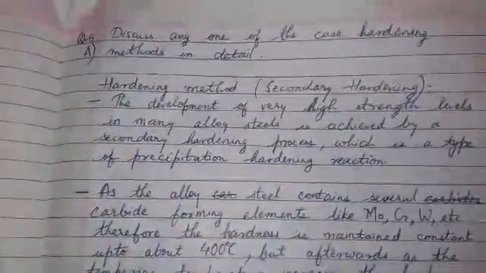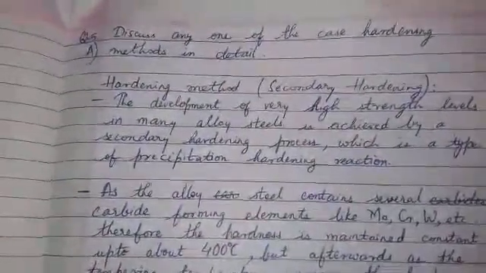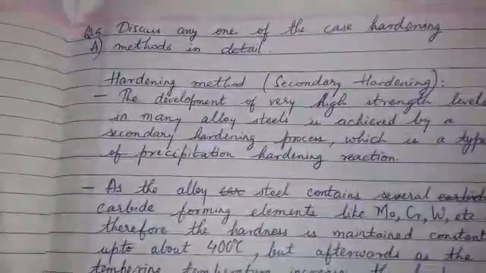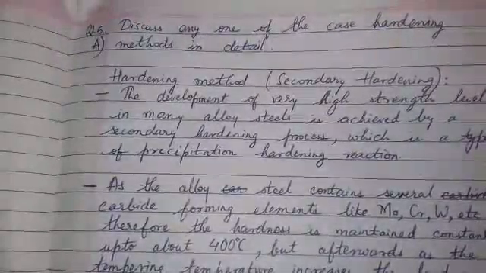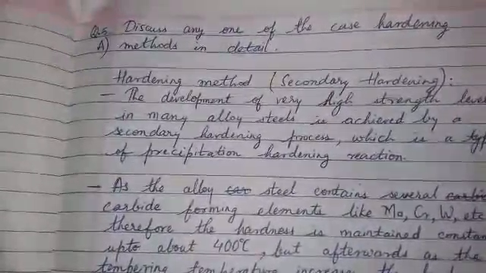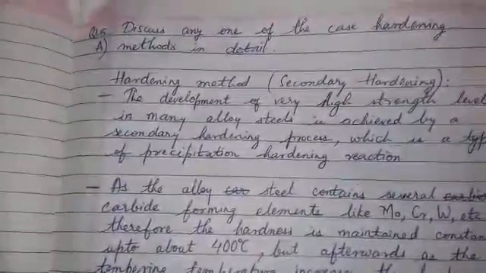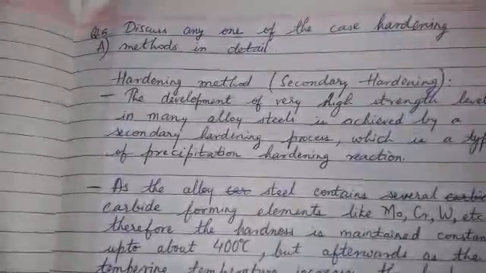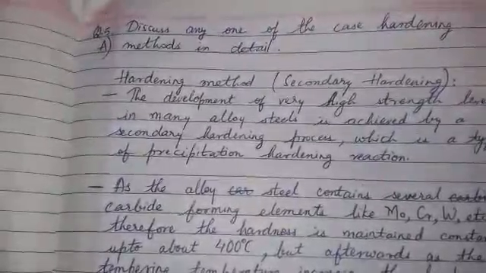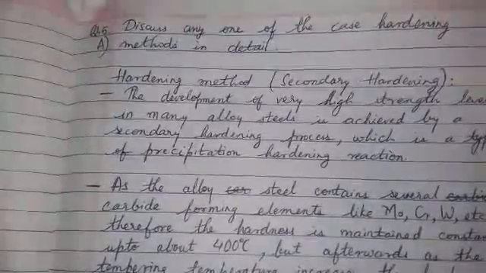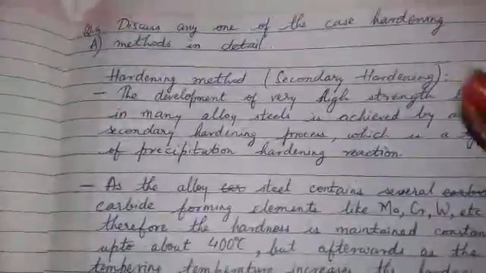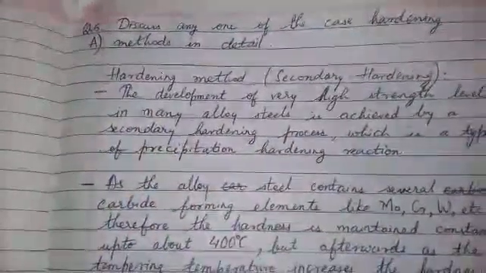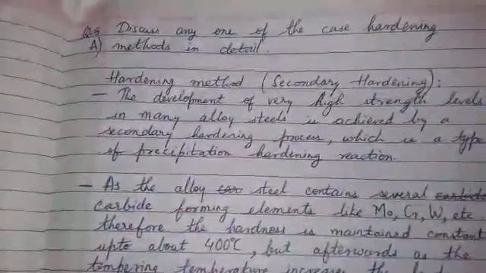Today's topic of discussion is the paper solution December 2017 for the subject Material Technology for Mechanical and Automobile Engineering, degree section, semester 3, second year. Questions 1 to 4 of December 2017 of Material Technology have been uploaded in the earlier 2 videos. This is the third video. So here we have taken question number 5: discuss any one of the case hardening methods in detail.